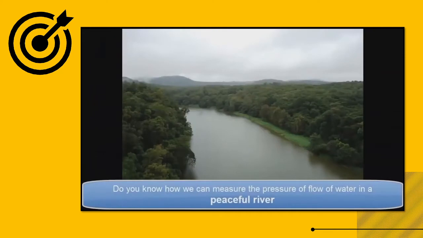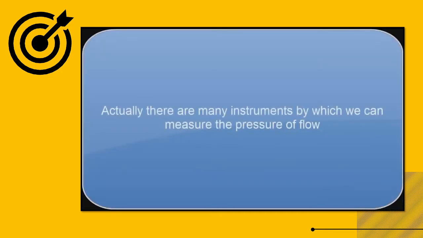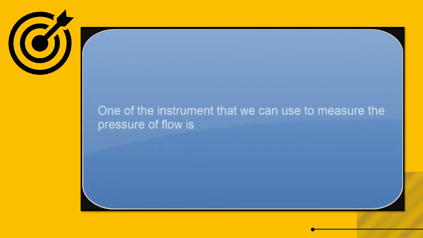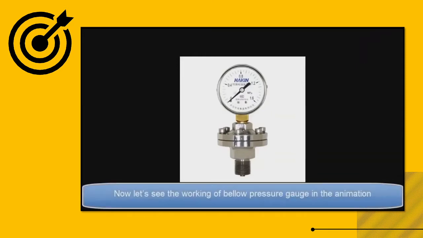Do you know how we can measure the pressure of flow of water in a peaceful river? Actually, there are many instruments by which we can measure the pressure of flow. One of the instruments that we can use to measure the pressure of flow is bellow pressure gauge. Now let's see the working of bellow pressure gauge in the animation.